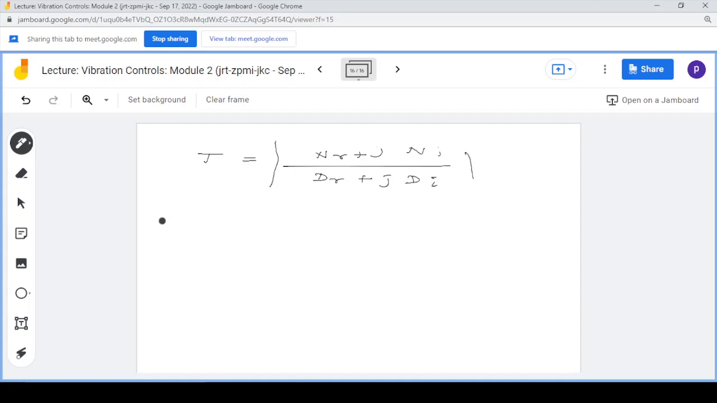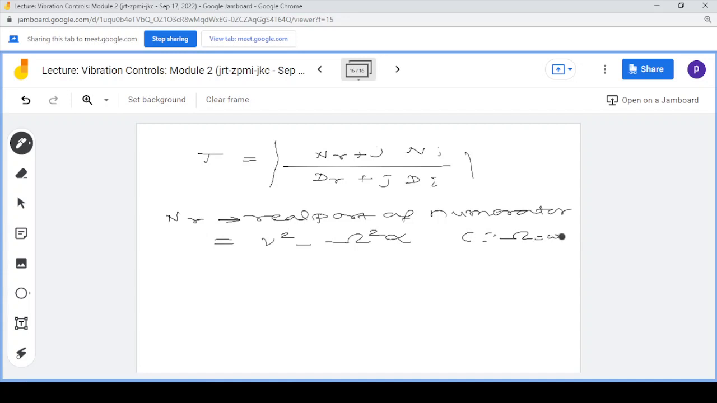Whereas what is this Nr? Nr is the real part of the numerator, and it is equals to nu square minus omega square into alpha. And what is this omega? Omega we have defined as the excitation frequency ratio, right? So omega is equals to omega by omega 0, right? This is the real part of the numerator.